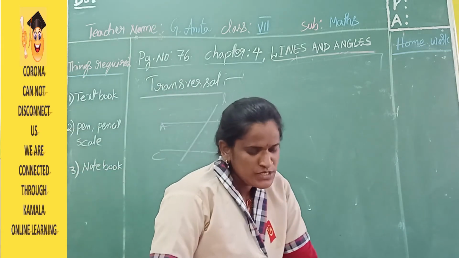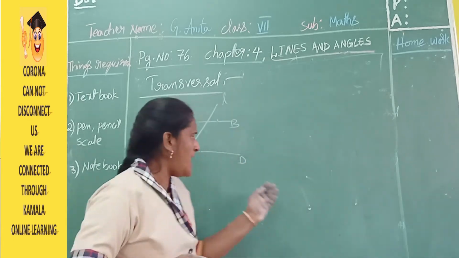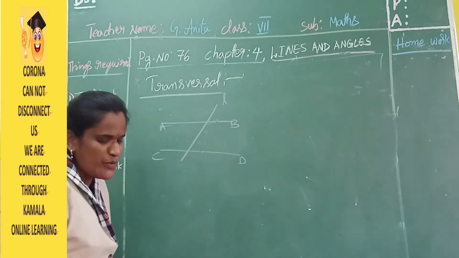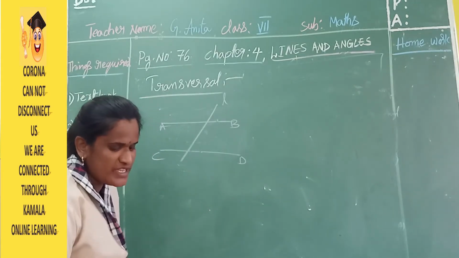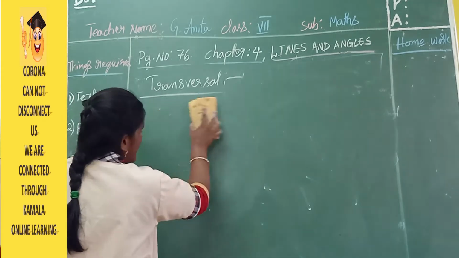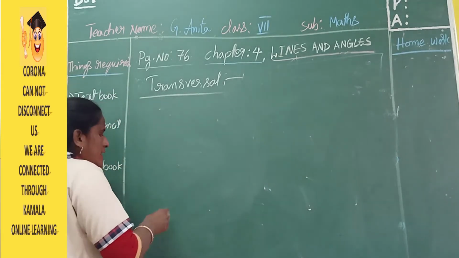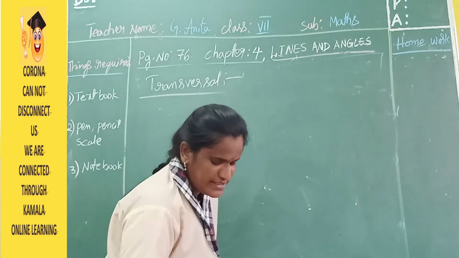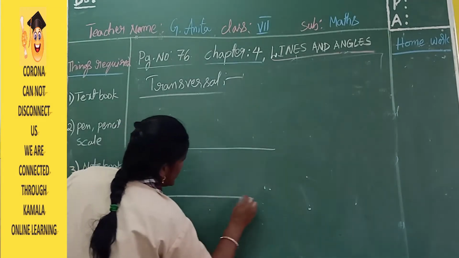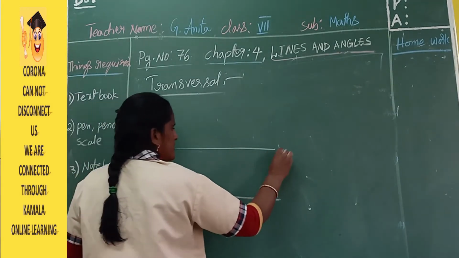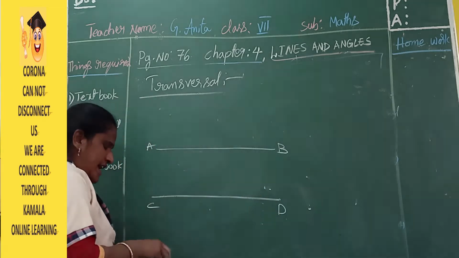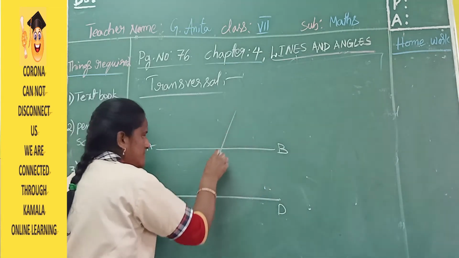So, got it, students? Here so many angles are formed and so many definitions are there in this. So listen properly. It is most important for further exercises and for further classes also. So I am taking two parallel lines, A, B, C, D, and another line intersecting them.